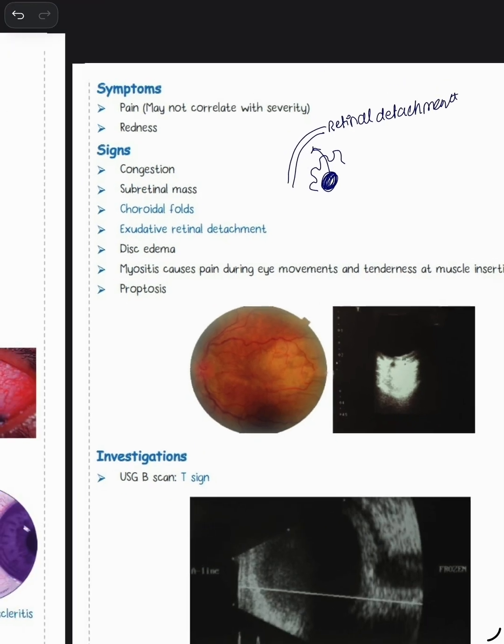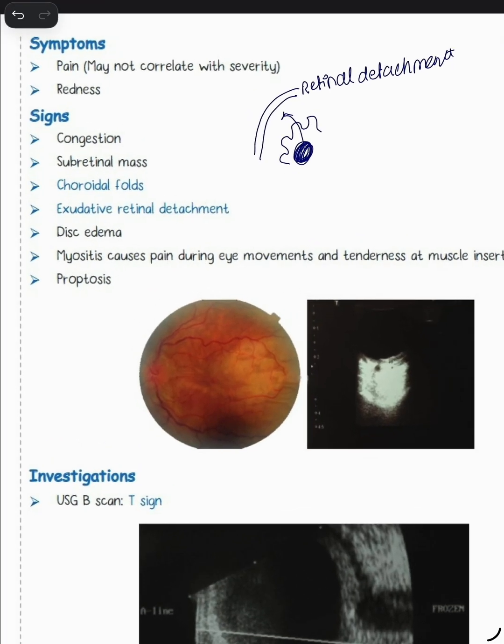So what are the signs? There will be congestion of the blood vessels, and there will be subretinal mass due to the scleral edema. Above it will be the choroidal folds, and above will be the retinal detachment due to the exudate. And there will also be the disc edema and myositis, which means the pain during the eye movement and tenderness at the muscle insertion, and there will also be the proptosis.